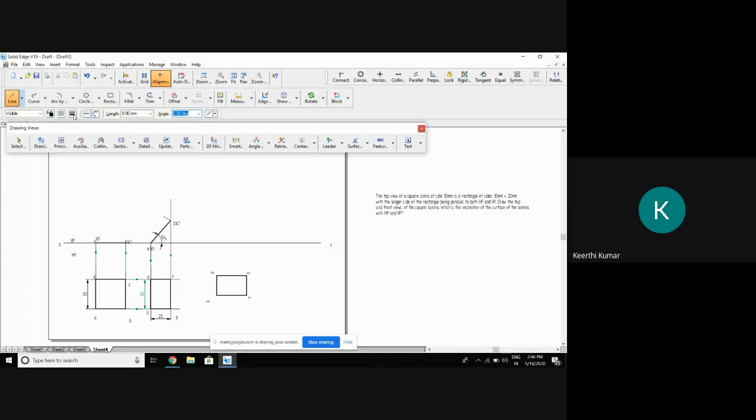Once it is done with parallel line, take the vertical projection from A, B, C, name it. So A and A dash will be here. B dash will be here. C dash will be here. This will be D dash. Join that with a thick line.